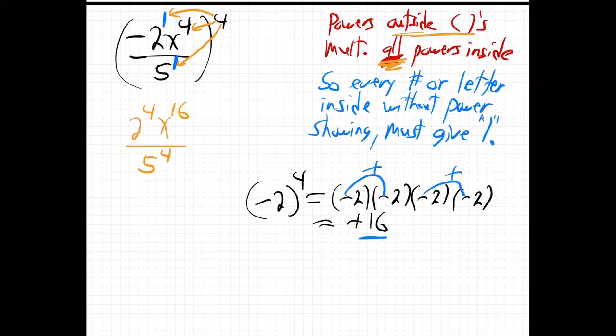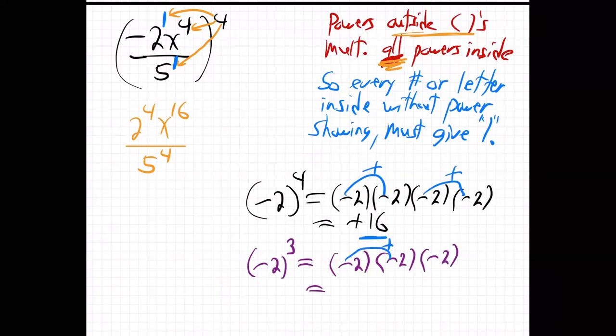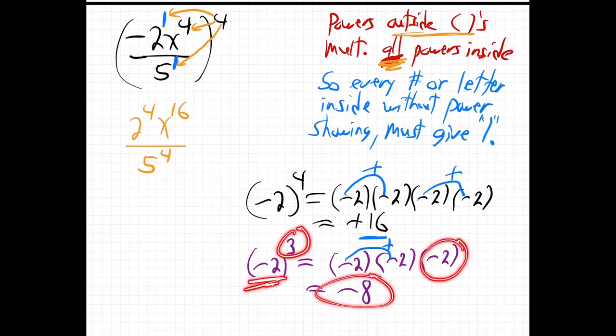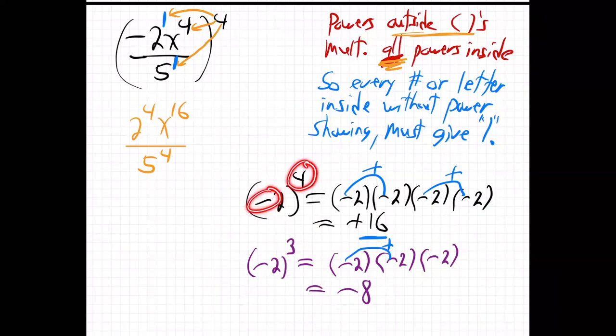Okay, got it. But what if you had negative 2 to the third power? Well, it's negative 2 times negative 2 times negative 2, and that'd be three negatives. The first two negatives would make a positive, but then you'd have one more negative. So it ended up being negative, and it's 8. So you see the point? If you have an odd number of negative signs, the answer is going to end up negative because there'll be an extra negative. Whereas if you have an even amount of negative signs, they're going to be in groups of two, and every two negatives make a positive. It'll end up positive, won't it?